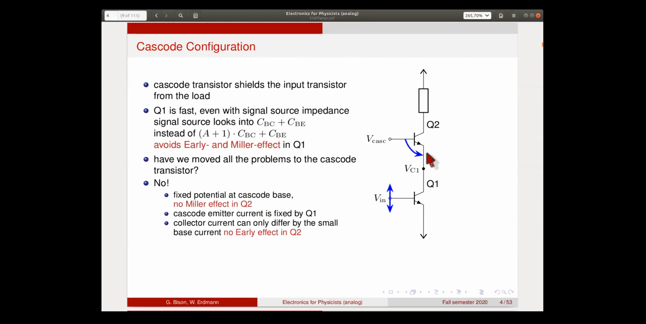The emitter current of the cascode is fixed by Q1. So the current that flows down here is given by this transistor because it doesn't have an early effect anymore. And the collector current is basically the same. There's only a small difference between the base and the collector current, which is the base current, which is very, very small. So somehow there cannot really be an early effect in this transistor because of current conservation. The current that flows in has to be the same as the current that flows out.